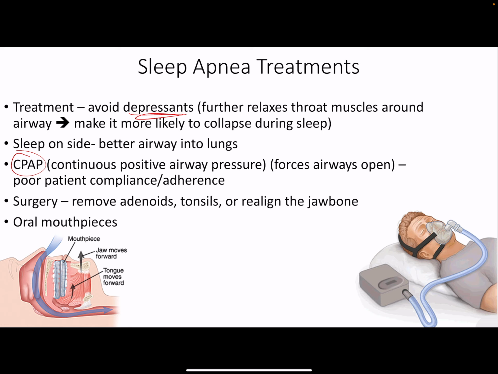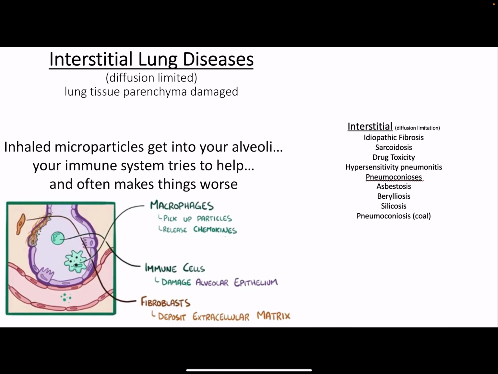And the problem here is that there's poor patient compliance. I think the mask is just kind of, I have a hard enough time wearing my mouth guard. I can't imagine wearing this every night. So poor patient compliance. Surgery, like my lady friend, to remove tonsils, adenoids, reline the jawbone if you have an overbite. And then oral mouthpieces as well can go ahead and move the jaw forward, which moves the tongue and a lot of these muscles and this tissue forward so that the air can get in a little bit better. All right, so interstitial lung diseases.